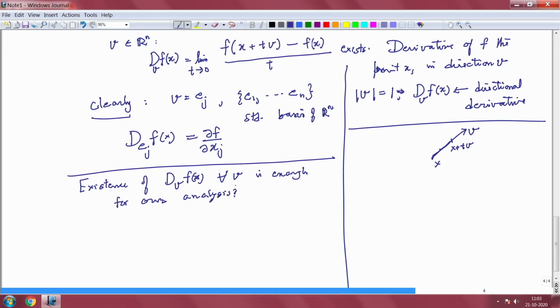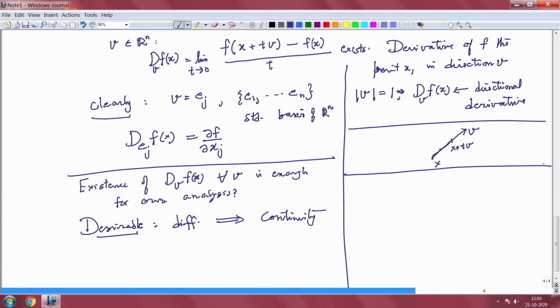Unfortunately, you may think that you are taking derivatives in all directions, and one of the desirable properties, which you know in one dimension, is that differentiability implies continuity. This is the one minimum requirement we always look for. Whenever you define a concept of differentiation, you look for its continuity.